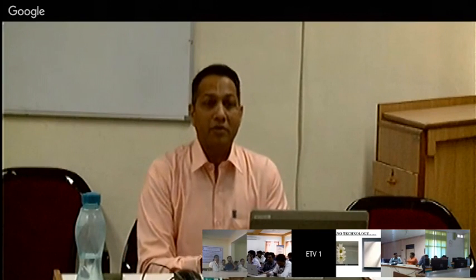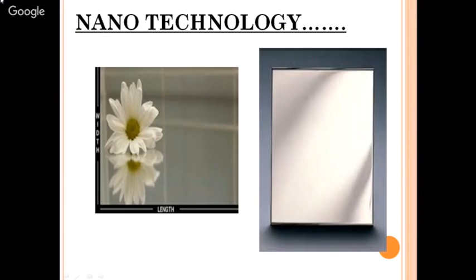So dear friends, this is another glimpse of nanotechnology. On the left side, it is a mirror, and a mirror is used to see ourselves. In the morning, we see ourselves in the mirror, how I look. Similarly, the surface finish of the mirror is very smooth.